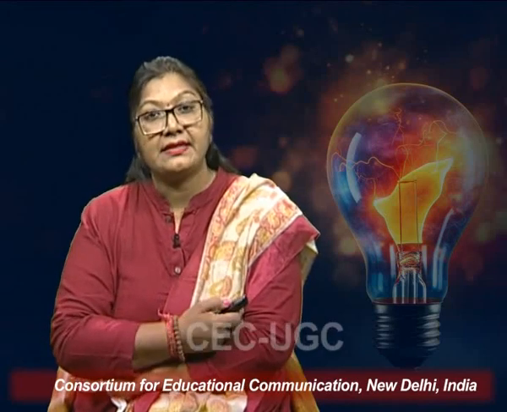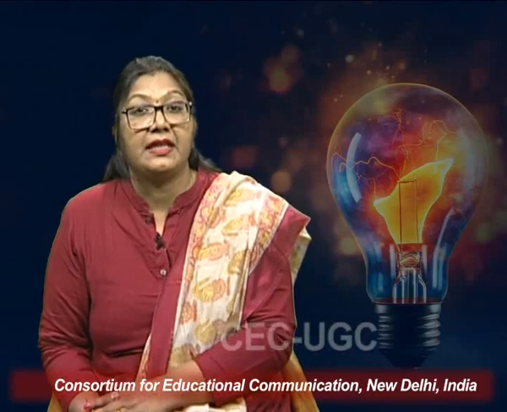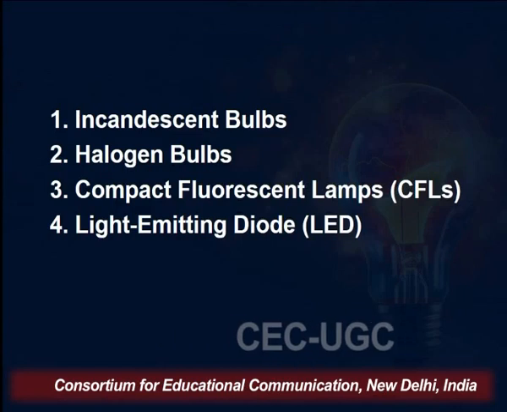So we discuss the four first, which are very important. First is the incandescent bulb. Second is the halogen bulb. Third is the compact fluorescent lamps that we also call the CFLs. CFLs, in previous years we commonly used to replace the incandescent bulbs. Nowadays these CFLs are being converted into LEDs. So four types of bulb. The fourth type of bulb is the light emitting diode, that is the LED.